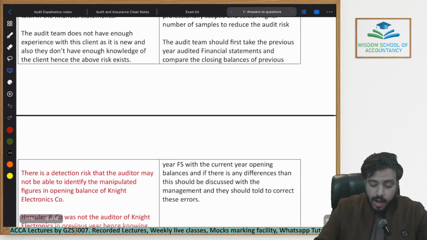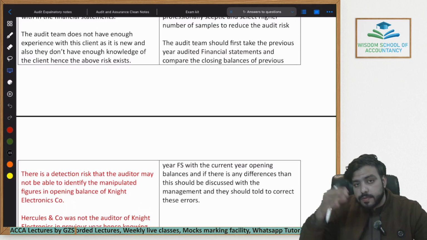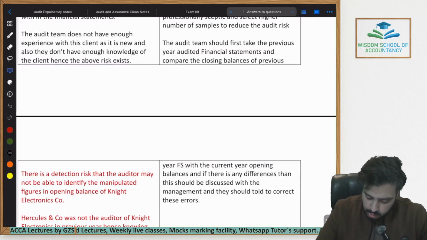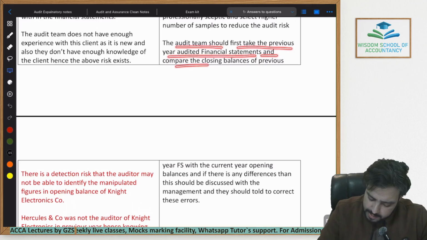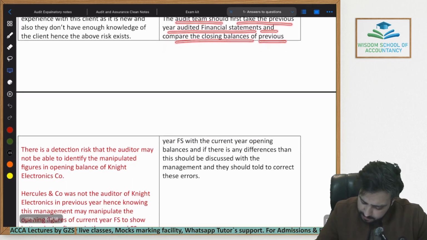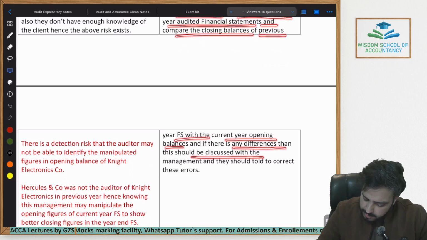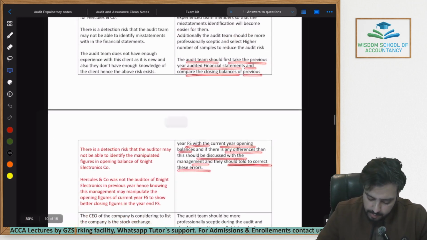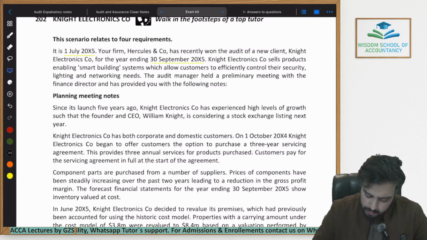So, I also made a diagram showing how previous year closing balances always affect the opening balances of the current year. The response in this case is that the audit team should first take the previous year audited financial statements and compare the closing balances with the current year opening balances. If there is any difference, this should be discussed with the management and they should be told to correct these kinds of errors that have been identified when comparing both financial statements.